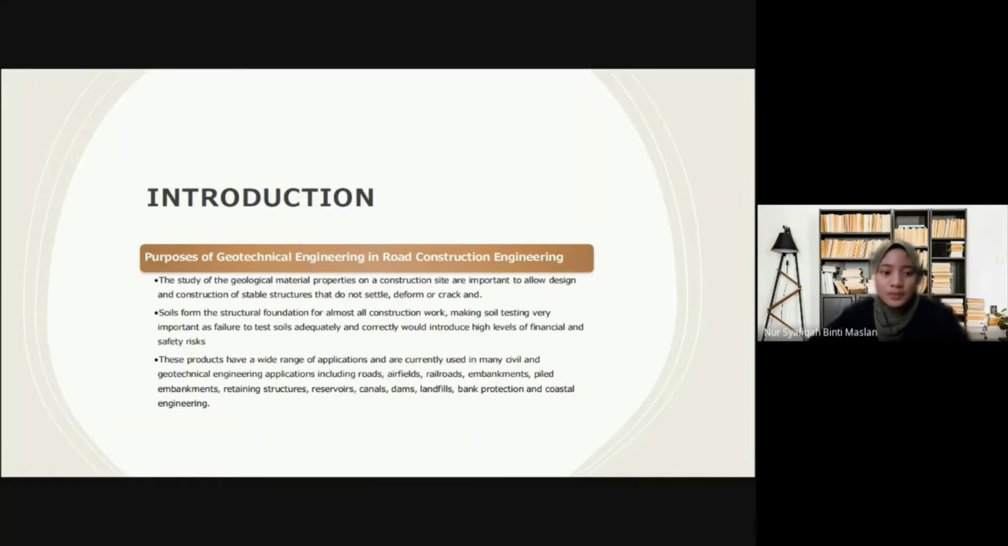Next, this product has a wide range of applications and is currently used in many civil and geotechnical engineering applications, including roads, railroads, embankments, pile embankments, retaining structures, and so on.